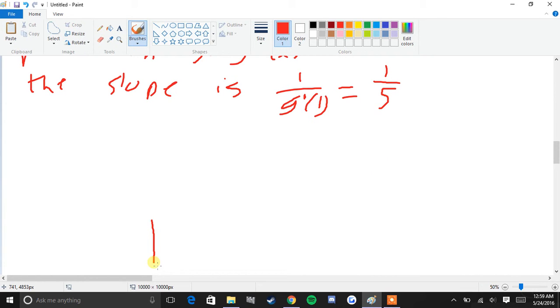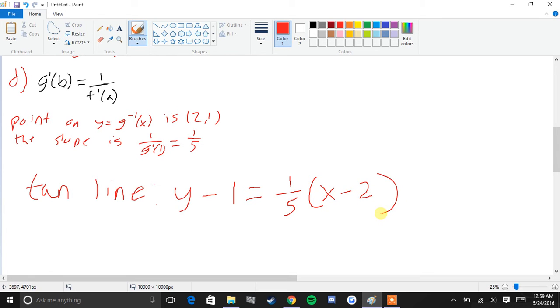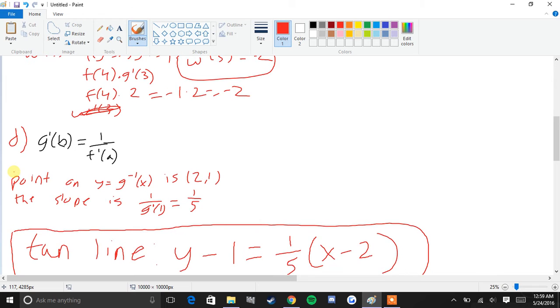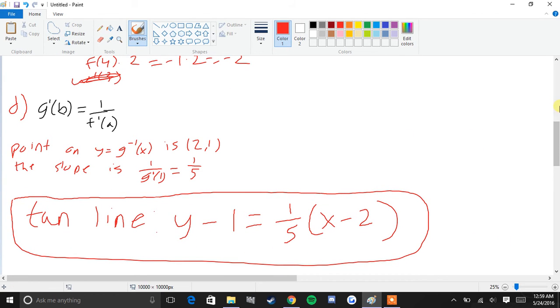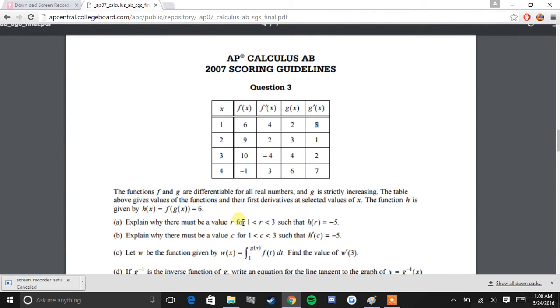Now we just have to write the tangent line equation. The tangent line is y minus 1 equals 1/5 times x minus 2. So this is going to be your final answer for part D. And that is question AB 2007-3 from the AP Calculus exam. Thanks for watching, and I hope you understand the question.